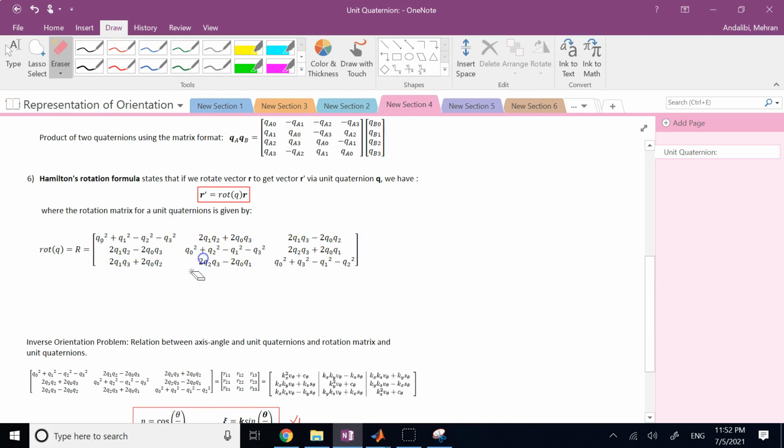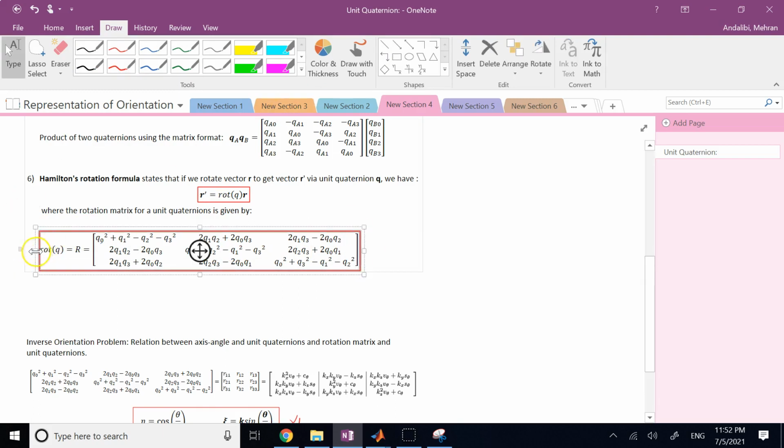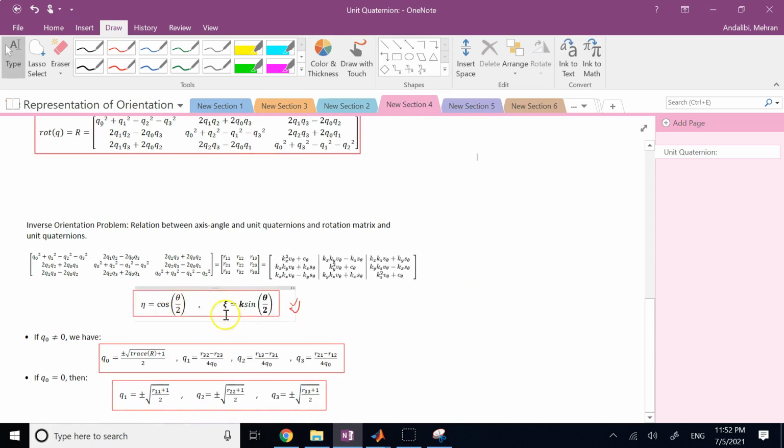Now here I use the formula, which was the relation between the axis angle and the quaternions. Where does that come from? Okay, let's first go and take a look at this, and then we go to the next step of the inverse orientation problem. And if I give you an arbitrary rotation matrix, could you give me the Q0 to Q3 that makes such rotation matrix happen?